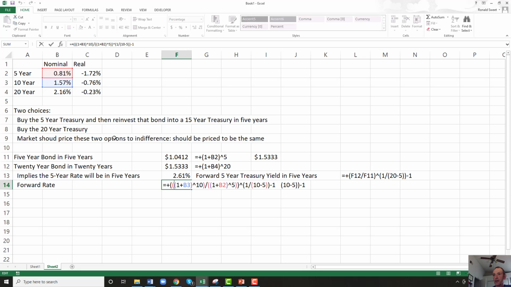We can take 1, well, let me do the whole formula so you can see it. Give yourself some extra parentheses here. So 1 plus the 20-year, raise it to the 20th, divided by 1 plus the 5-year, raise it to the 5th. Take that whole thing and raise it to 1 divided by 20 minus 5, minus 1, and you get your 2.61%.